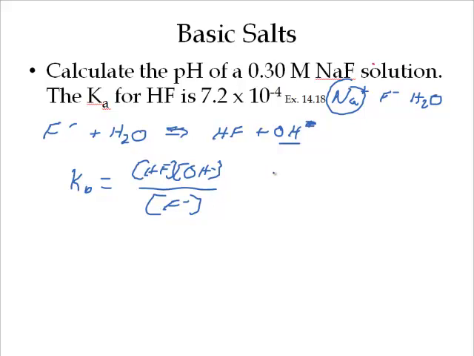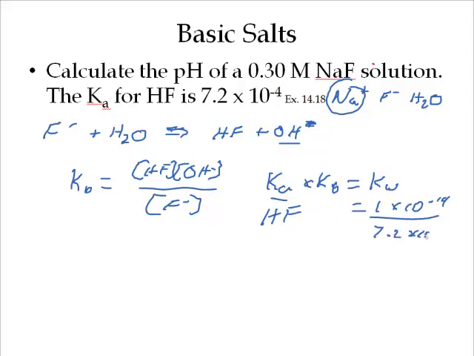Well, I know that Ka times Kb equals Kw, right? So if I take Kw, which in this case is 1 times 10 to the minus 14th, and I divide that by the Ka of HF, and I'll pause, I've got to look, okay, it's 7.2 times 10 to the minus 4th. I get a Kb that equals 1.4 times 10 to the minus 11th. All right, so now I've found my Kb.